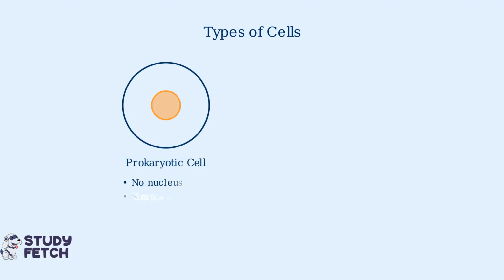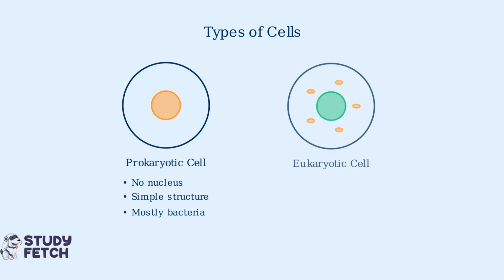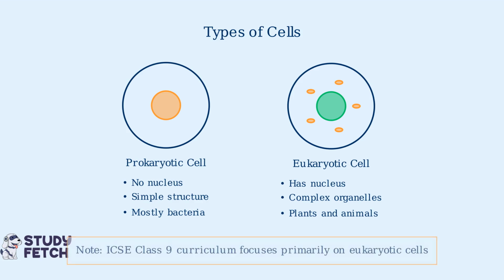Cells are divided into two main types, prokaryotic and eukaryotic. Prokaryotic cells are simpler, with no true nucleus. They are found primarily in bacteria. Eukaryotic cells are more complex with a true nucleus and various organelles. Plants and animals are made of eukaryotic cells. It's important to note that the ICSE Class 9 curriculum focuses primarily on eukaryotic cells. Now that we understand what cells are and their basic types, we're ready to explore their components in more detail.